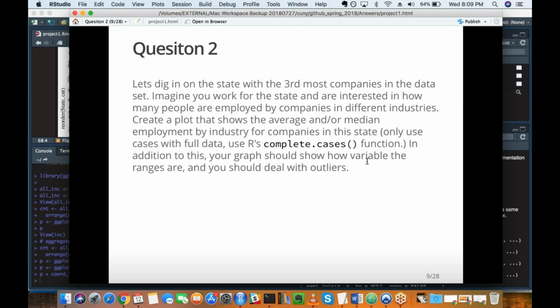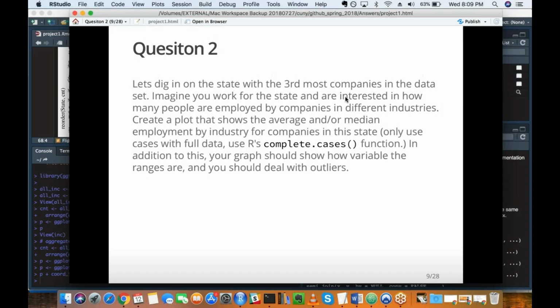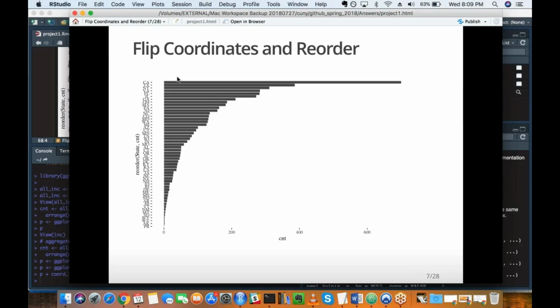So for question 2, we're digging into the state with the third most companies. What did everyone come up with for which state we're looking at? New York. Yep. And of course, looking at the graph in this way, it's easier to pick out New York as the third most.